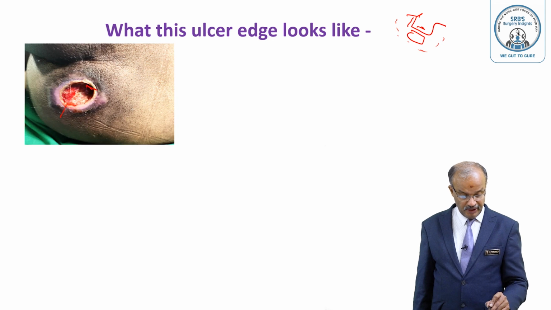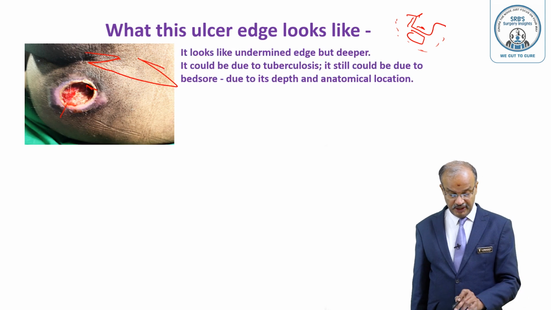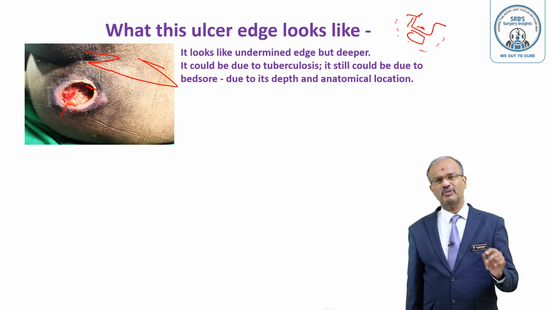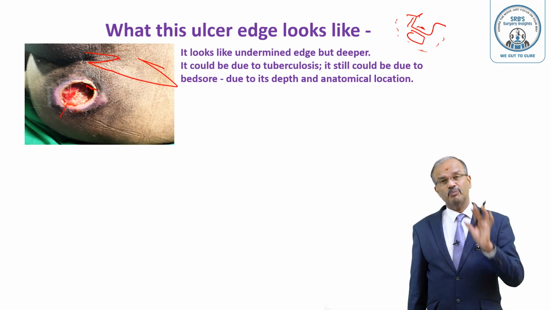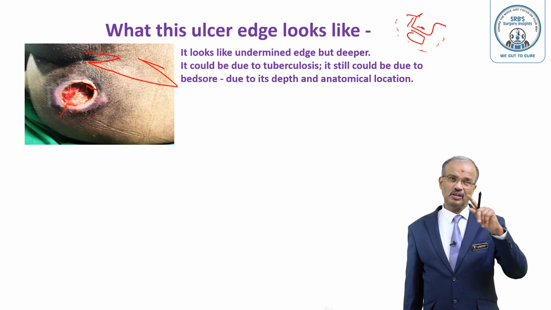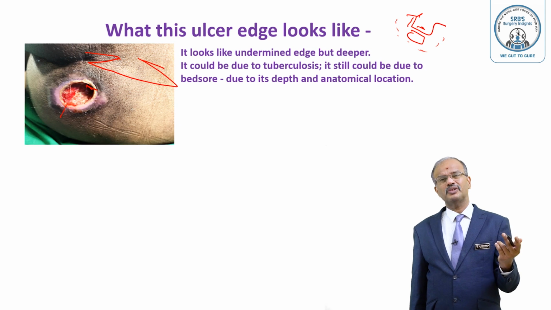The edge is undermined like this. Undermined edge. So this is a typical undermined edge. Mostly tuberculosis is the cause, but in a bed sore also sometimes it will become so. But a bed sore usually has a punched out edge. Don't get confused. Bed sore is punched out, and undermined is tuberculosis.